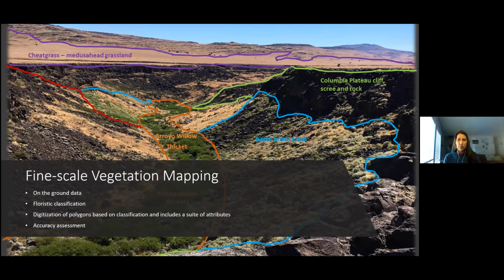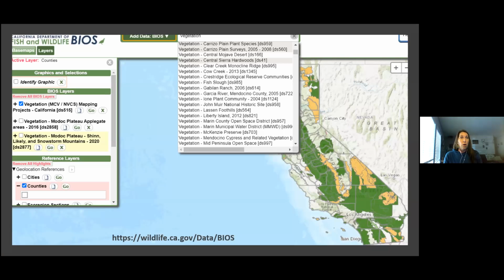All of our maps go through a rigorous accuracy assessment and must meet an 80% accuracy level. We currently have a little more than half of the state mapped, with the goal, of course, to map the entire state. And these maps are archived and available on CDFW's BIOS website.